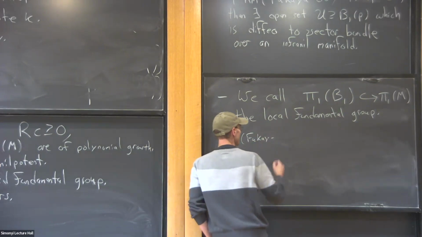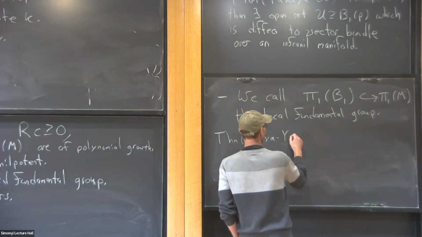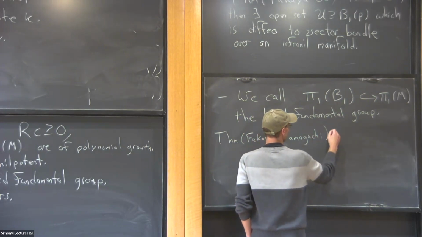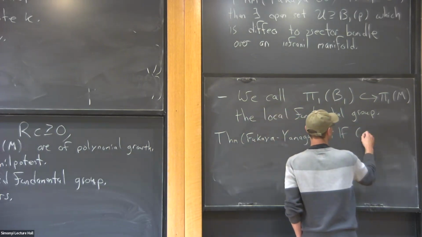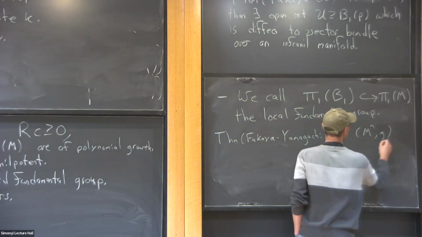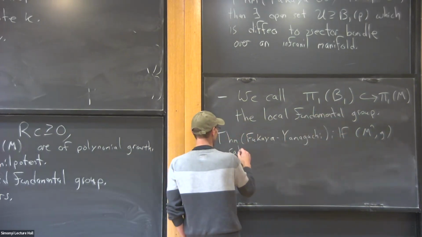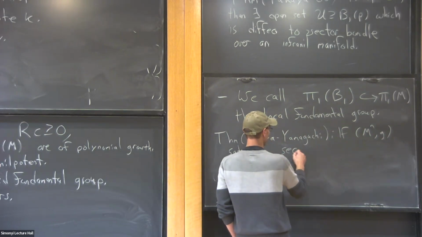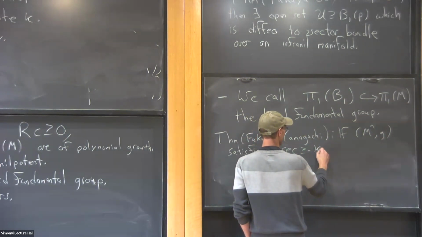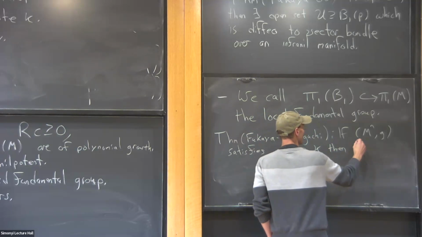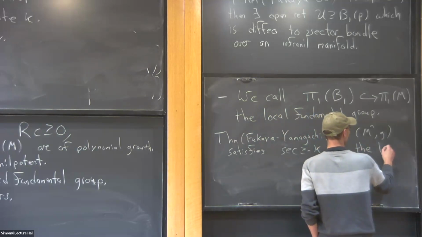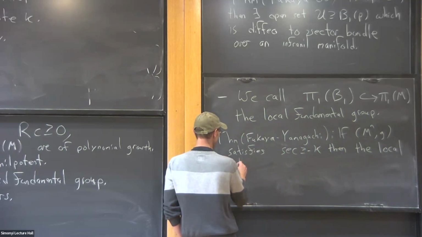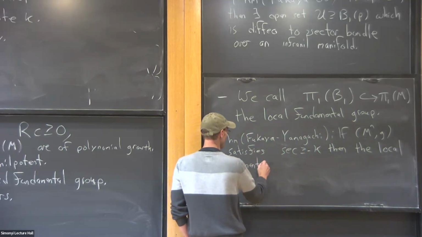Oh yeah. And Yamaguchi's proof was that if you have a lower sectional bound... No, no. It's almost nilpotent.